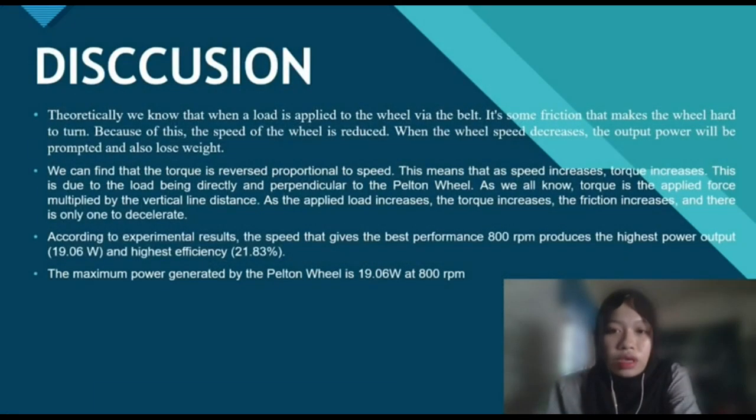After we get the result we can discuss. Theoretically we know that when a load is applied to the wheel via the belt, there is some friction that makes the wheel hard to turn. Because of this, the speed of the wheel is reduced. Then when wheel speed decreases, the output power will also be reduced. Next, we find that the torque is inversely proportional to the speed. That means that as speed increases, torque also increases.